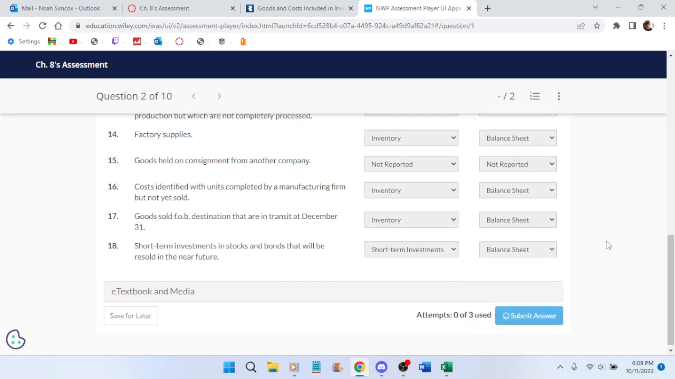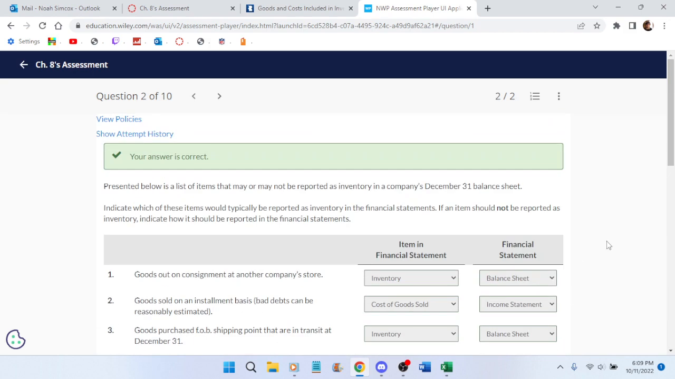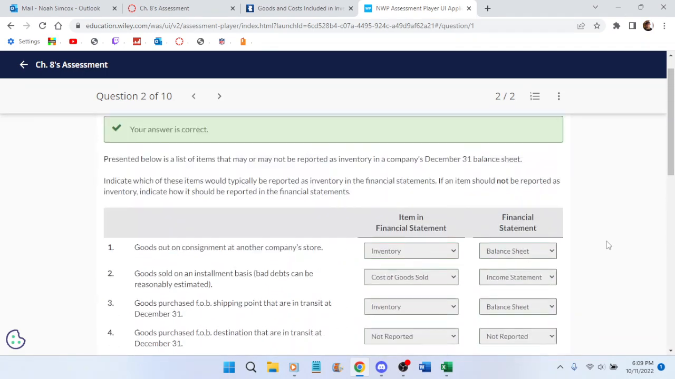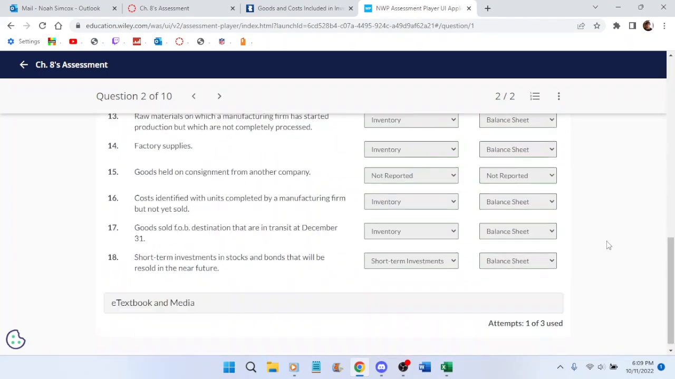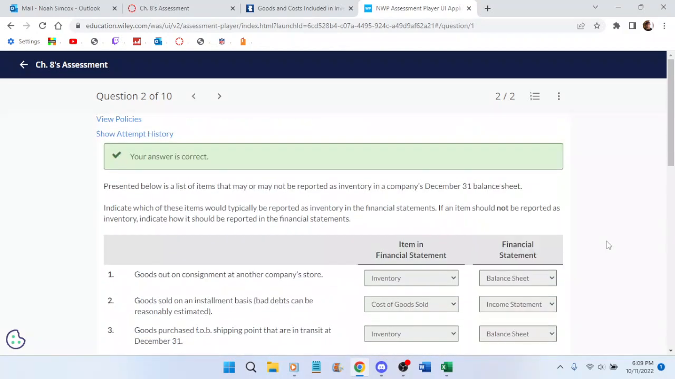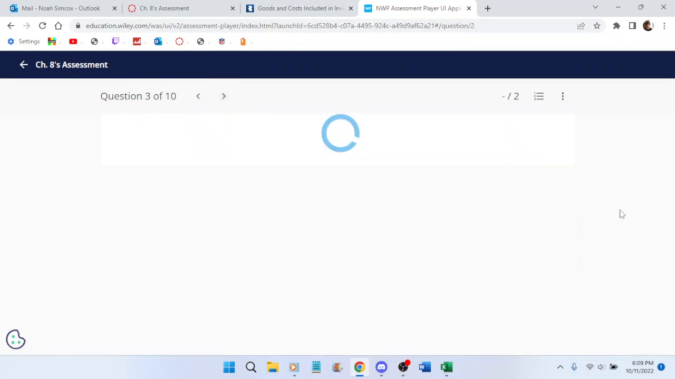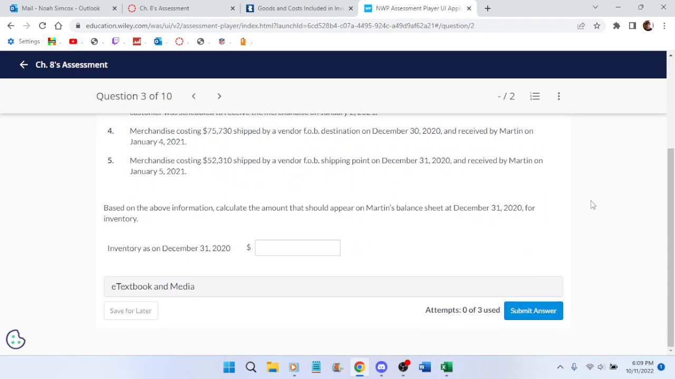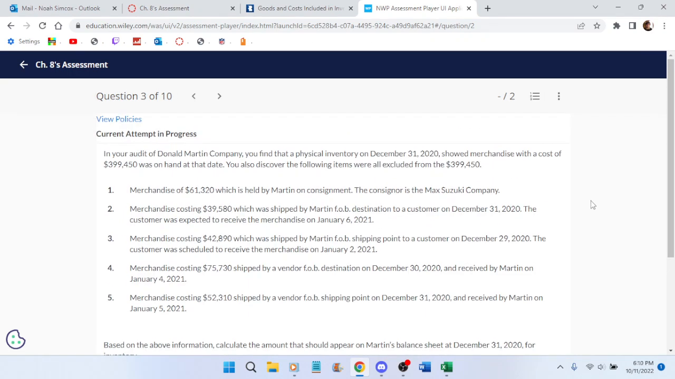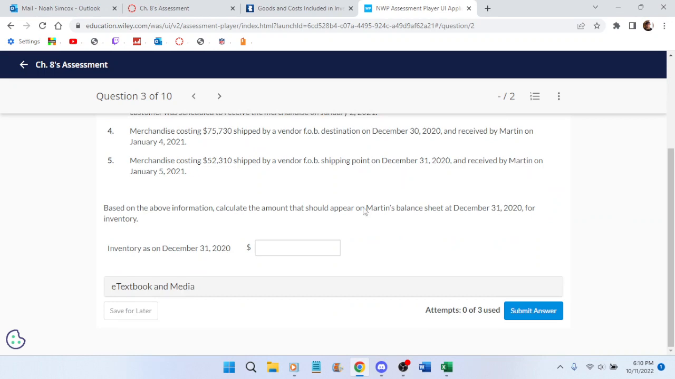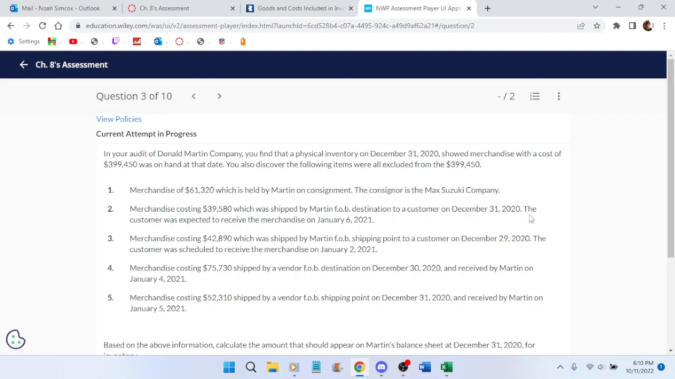Oh, man. Okay, let's see. Whoa! I got it all right first try! I was not expecting that. But still, we're only 2 out of 10. Ugh. Calculate the amount that should appear on the balance sheet. Okay, we just have to figure out which things are included in inventory and which are not.